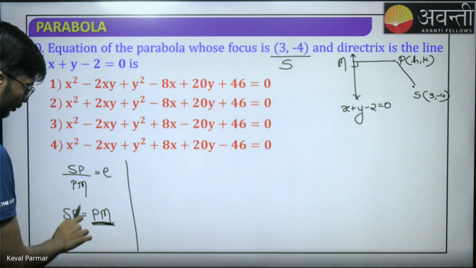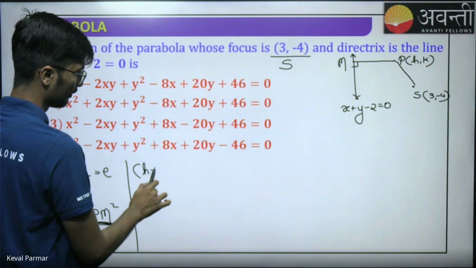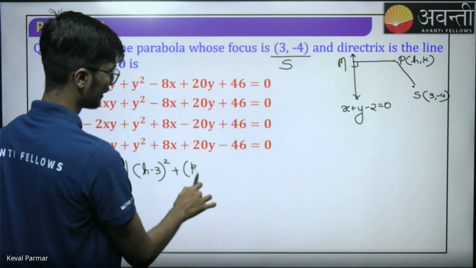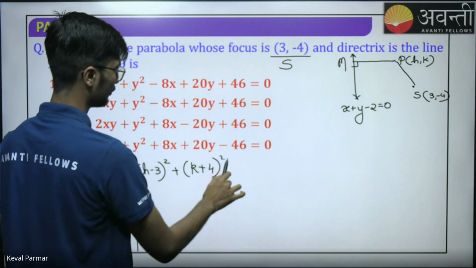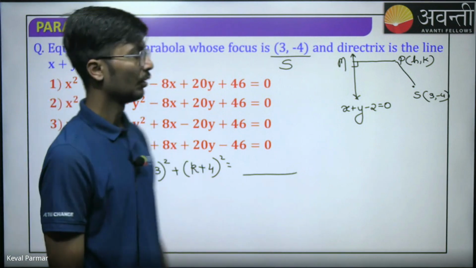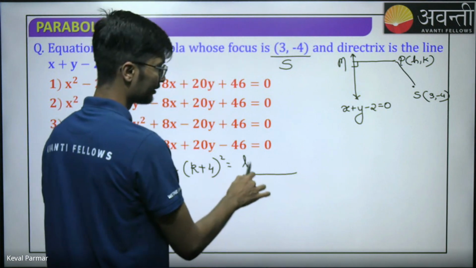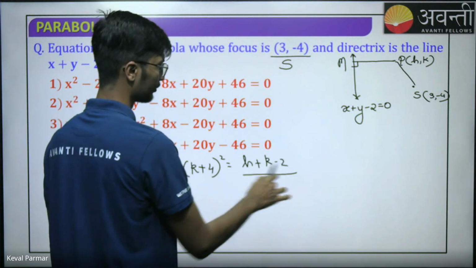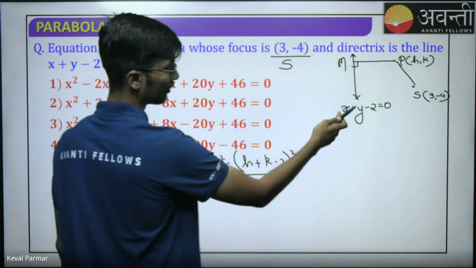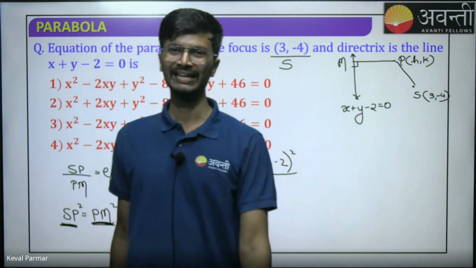Let us use the distance formula. I think we'll square on both sides, so we don't have to face the square root. So I'll get h minus 3 the whole square plus k plus 4 the whole square is equal to the perpendicular distance formula. I hope you know the perpendicular distance formula. How do we use it? We substitute the point in the equation. So I'll get h plus k minus 2. Mind it, we squared on both sides, upon the coefficients squared and added, which is 1 square plus 1 square, the coefficients of x and y.